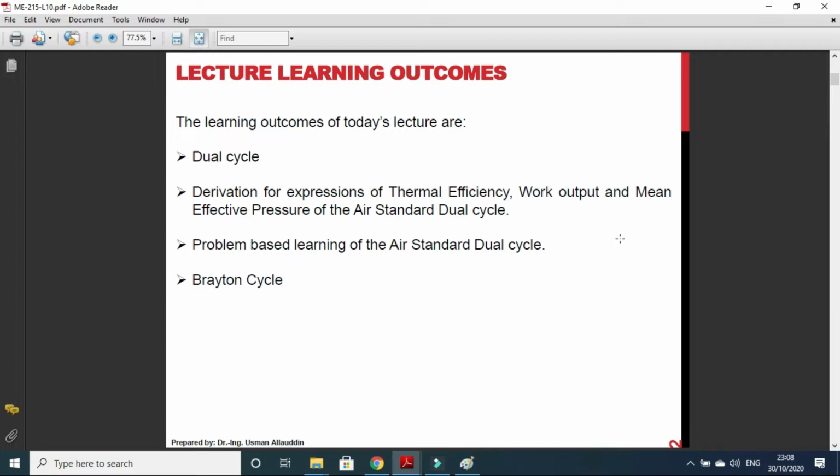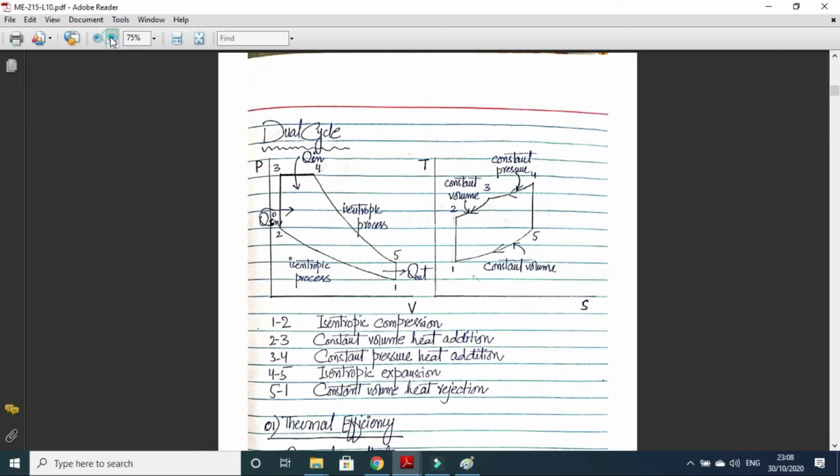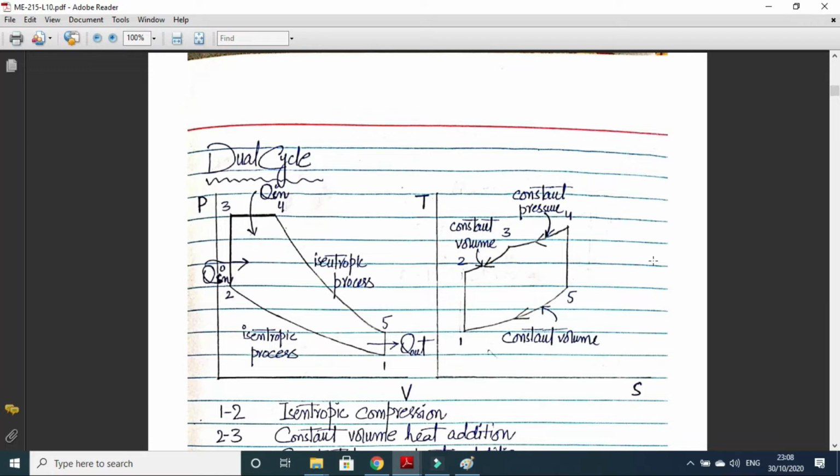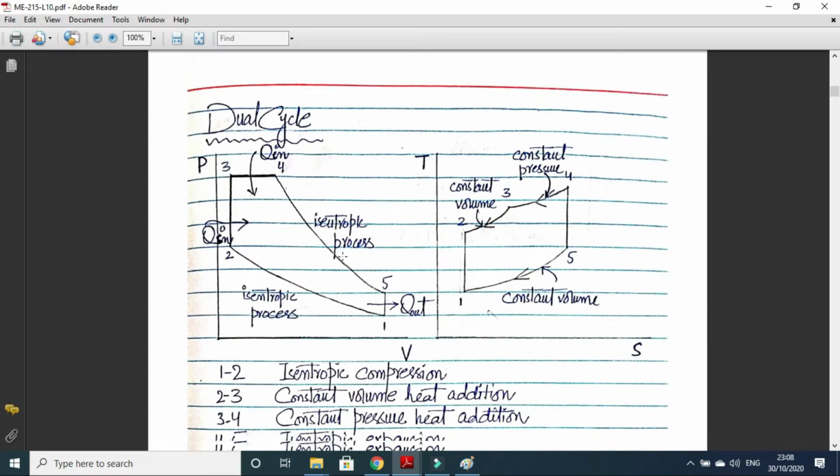In the last, we will discuss very briefly the Brayton cycle, and we will do a short comparison of Otto, diesel, and dual cycles. So, if you remember, in the last classes, we discussed the Otto and diesel cycles, and what we did, we first derived the expression for thermal efficiency, net work output, and mean effective pressure. So we will do the same thing for the dual cycle. That is, we will first do the derivation part, and then we will do the numericals.